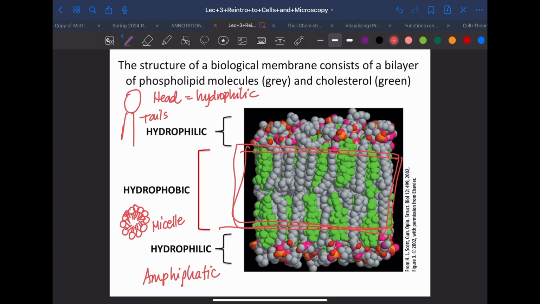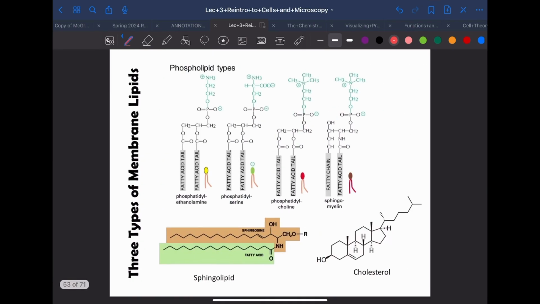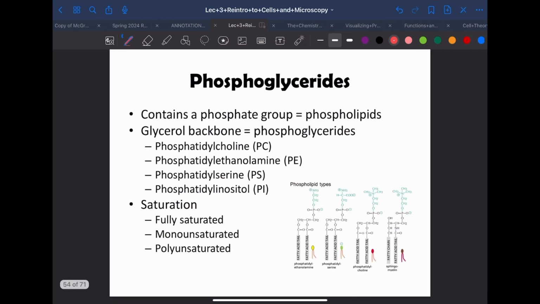Okay, so in 151, we've only really talked about phospholipids and cholesterol, but there's actually 3 types of membrane lipids, right? So we're going to go through each one of them, one by one. So first one is phosphoglycerides.